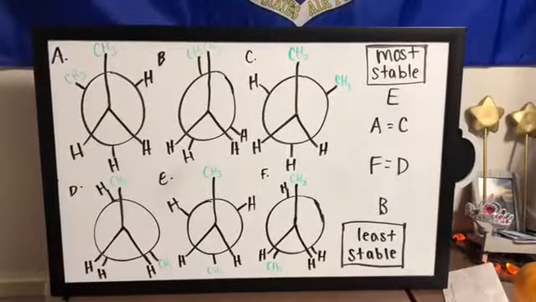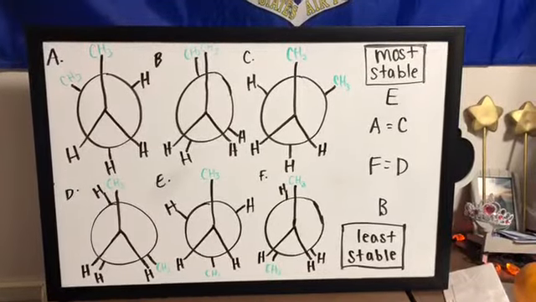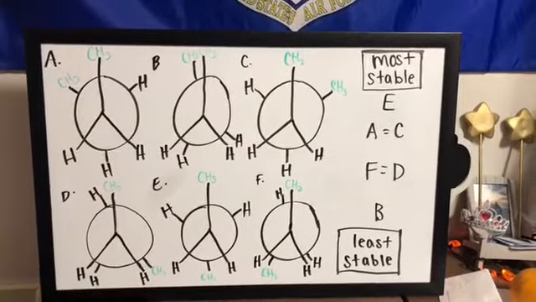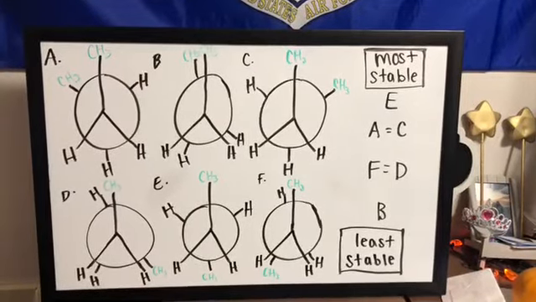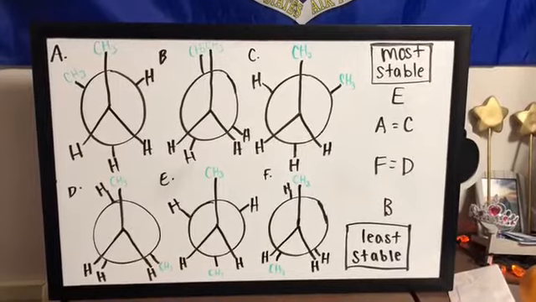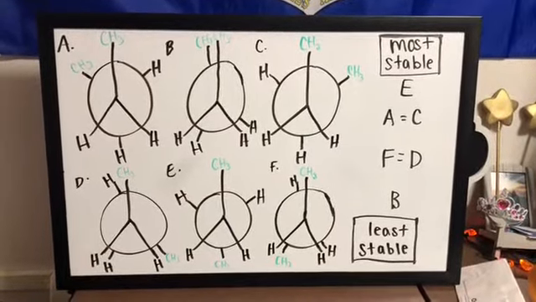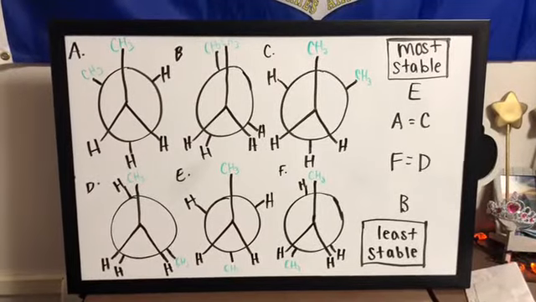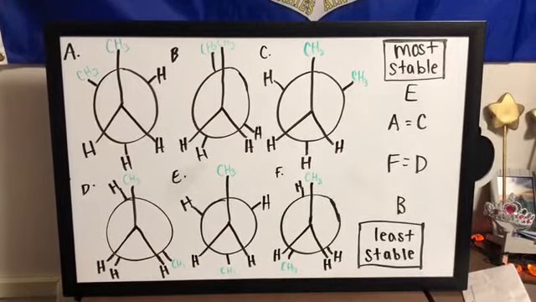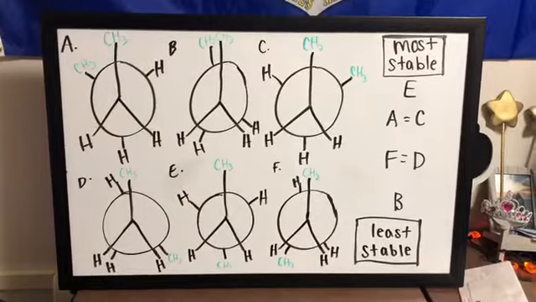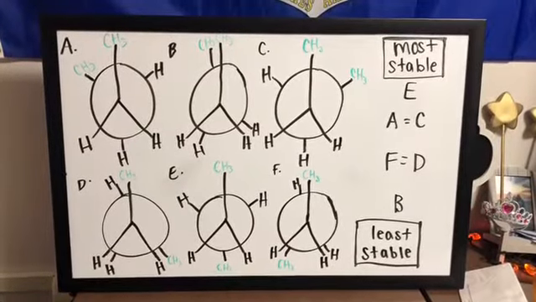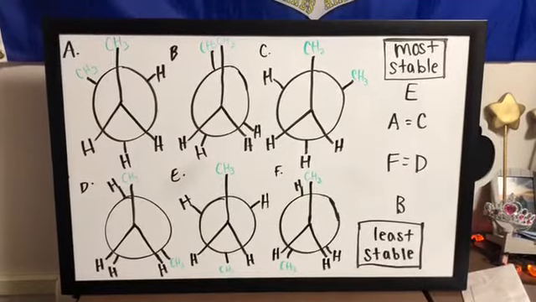I used these pictures of the Newman projection to predict the most stable and least stable configurations, which are listed from top to bottom on the right. E is going to be the most stable. It's located in the bottom middle, and this is because it's staggered, which has less potential energy than the eclipsed configurations, and the two CH3s are the furthest apart that they can possibly be, so that is the most stable.